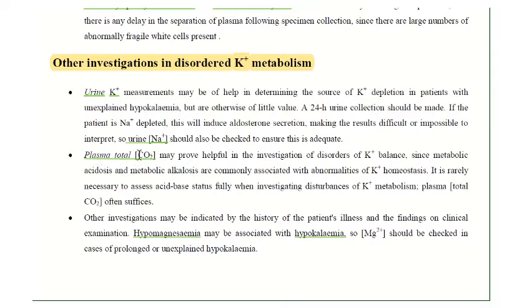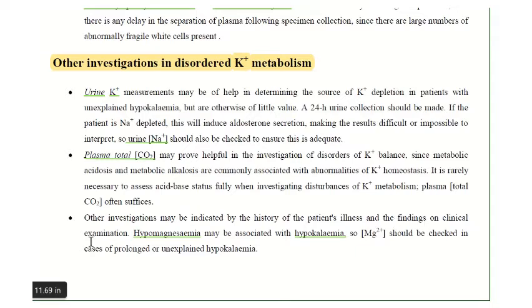While in plasma, total CO2 concentration may prove helpful in the investigation of disorders of potassium balance, since metabolic acidosis and metabolic alkalosis are commonly associated with abnormalities of potassium homeostasis. It is rarely necessary to assess acid-base status fully when investigating disturbances of potassium metabolism. Plasma total CO2 concentration often suffices.